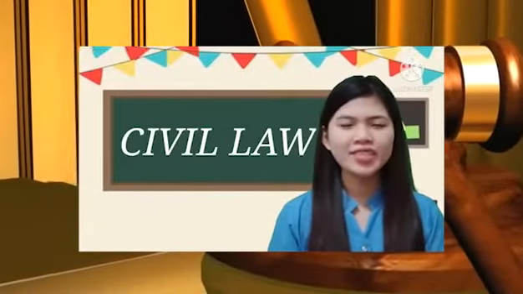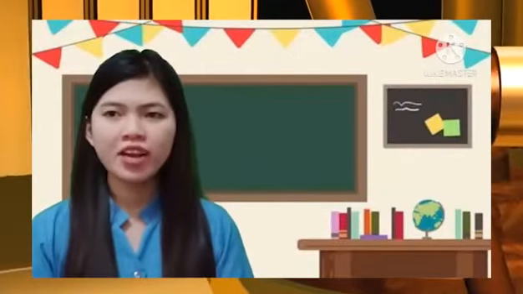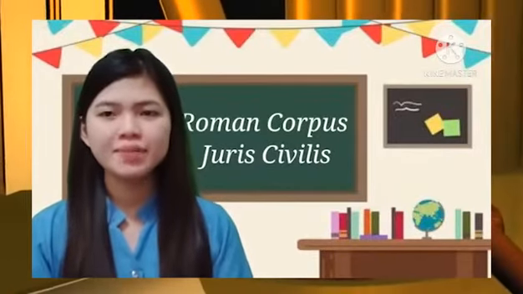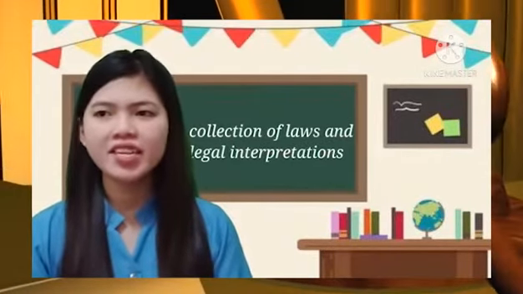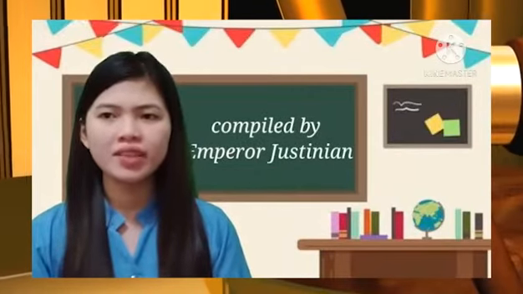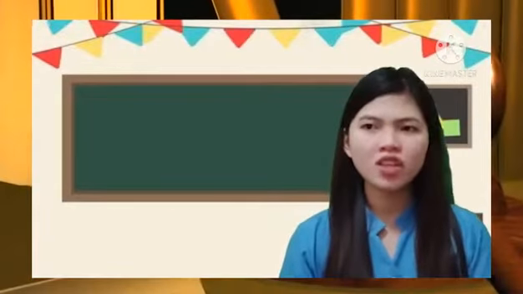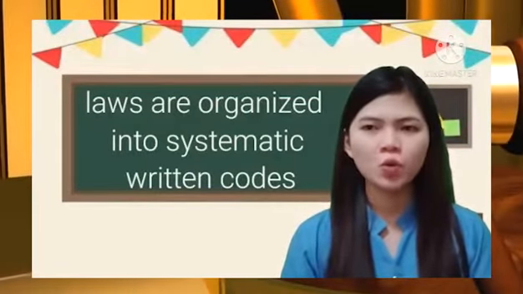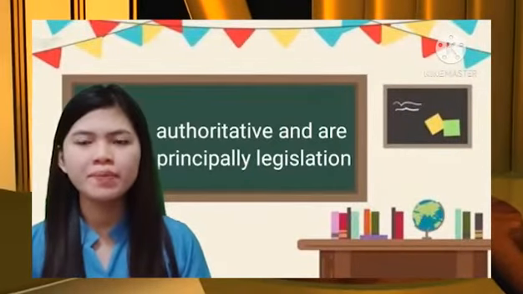The second type of law is civil law. The civil law system is derived mainly from the Roman corpus juris civilis, a collection of laws and legal interpretations compiled under the East Roman Emperor Justinian. The major feature of the civil law system is that laws are organized into systematic written codes. In civil law, the sources recognized as authoritative are principally legislation, especially codifications in constitutions or statutes enacted by governments, and secondarily, custom. The civil law systems in some countries are based on more than one code.